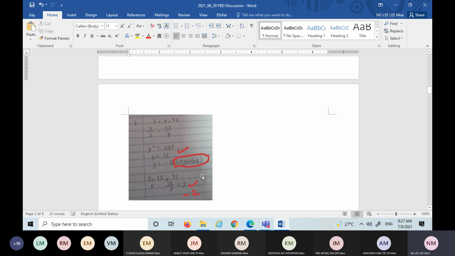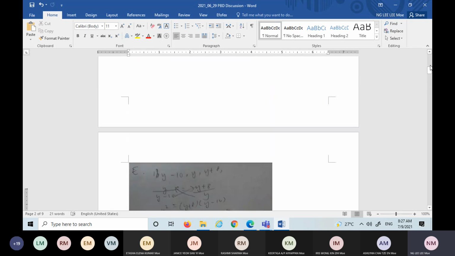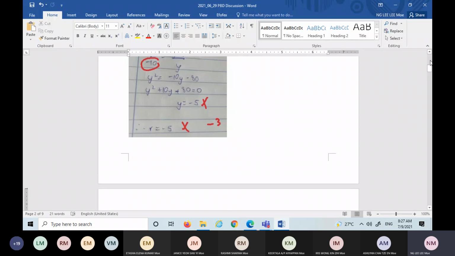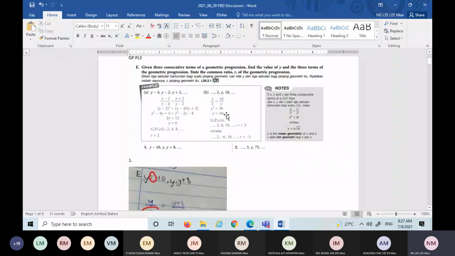But this is not. This is the second term in a progression. Why cannot be negative? No problem. So you cannot reject it. Okay, you see minus 2 marks. So for this question number 2, you have 2 answers. Same like this example B here. You have 2 answers. So when y is 6, you write out the GP and then state the correct R. Then y is negative 6, and then you have another GP and another R. Then full marks.